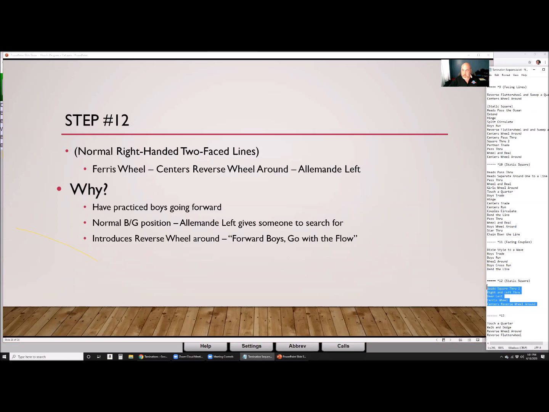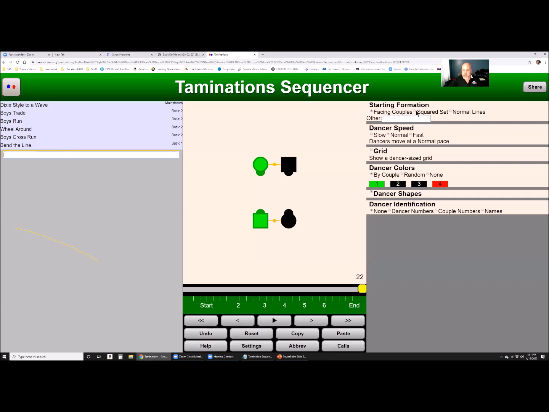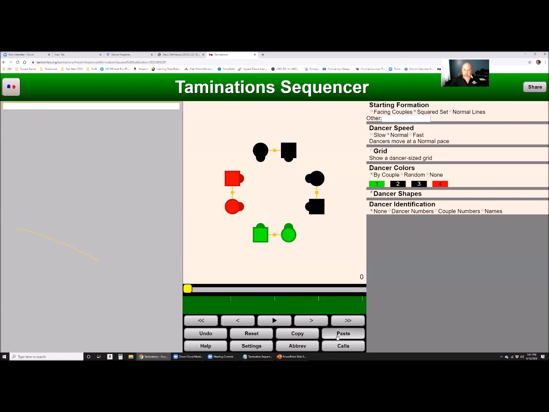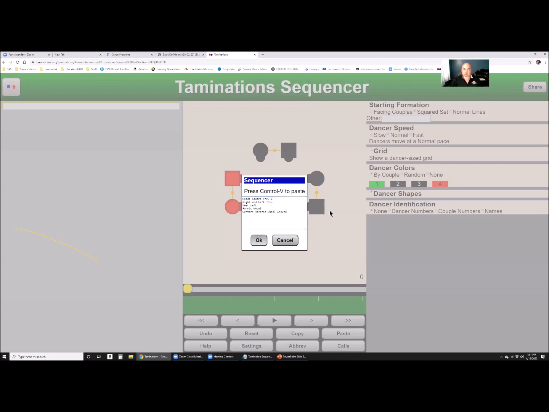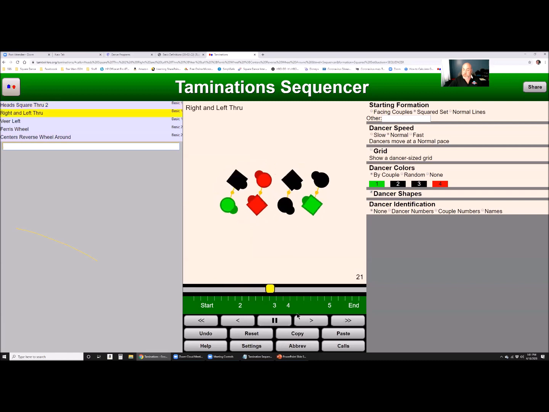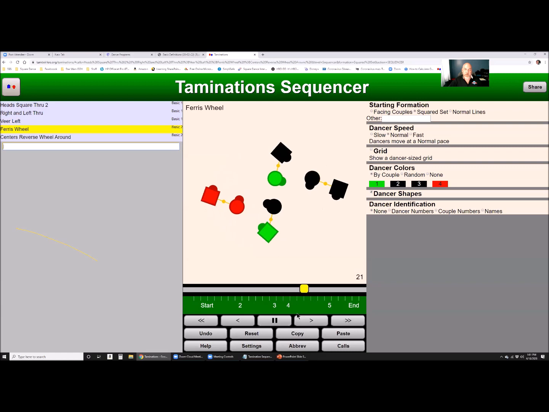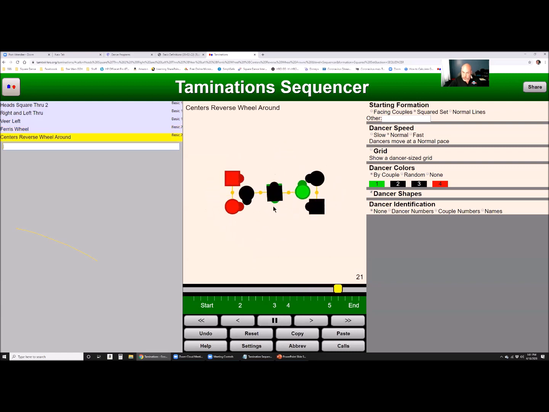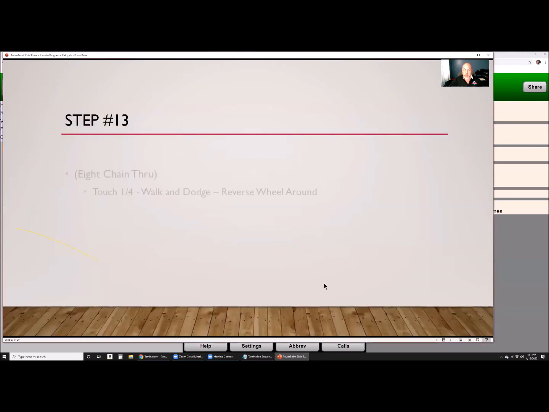So again, if you want to see it in a quick fashion here, I can throw this over for you. I think this is a squared set. Paste it in, and it works like this. We're going to have the head square through 2. We're going to walk into a right and left through, which is a half a chicken plucker. Veer to the left, Ferris wheel, and the centers reverse wheel around. Boy goes forward, and I'm right back to the Alaman left. And you know, they don't do it very often, if ever. And if you can get them to that point, they're going to feel very successful with what they're doing.